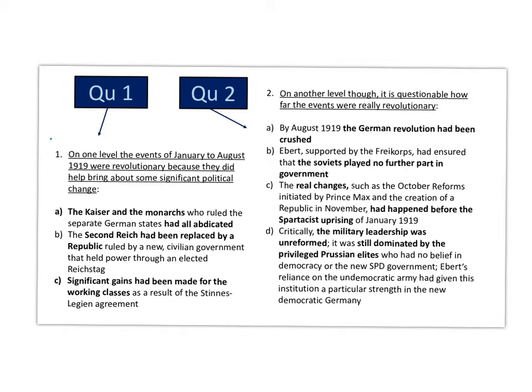So the arguments on one level that the events were revolutionary: what are the arguments? There's the abdication. That's a significant change. The Second Reich has gone, replaced by a republic. You could argue that the Stinnes-Legien Agreement was a significant change for the working classes. But then here you've got the counter-argument: were these events really revolutionary?